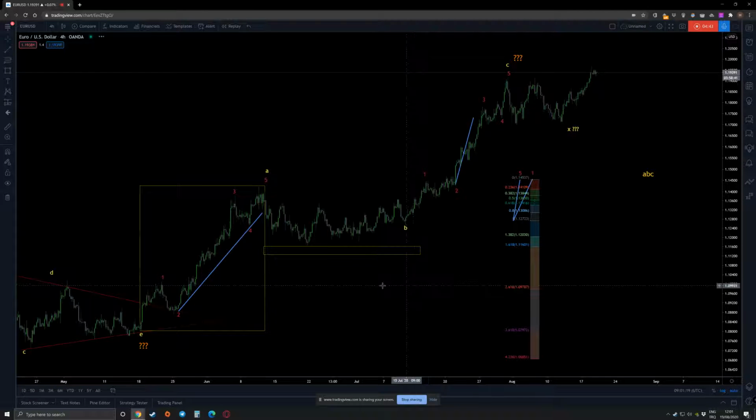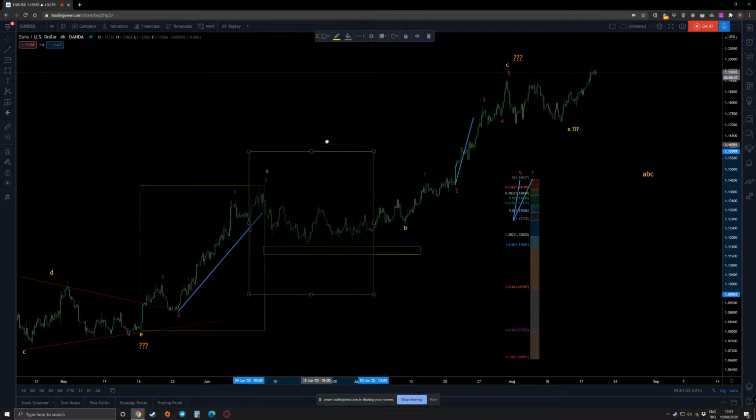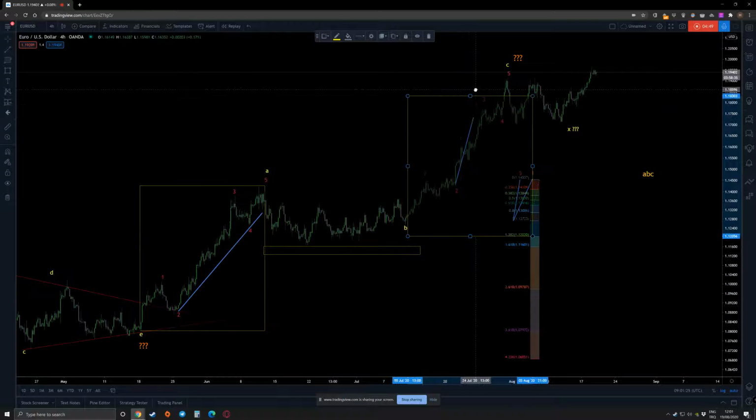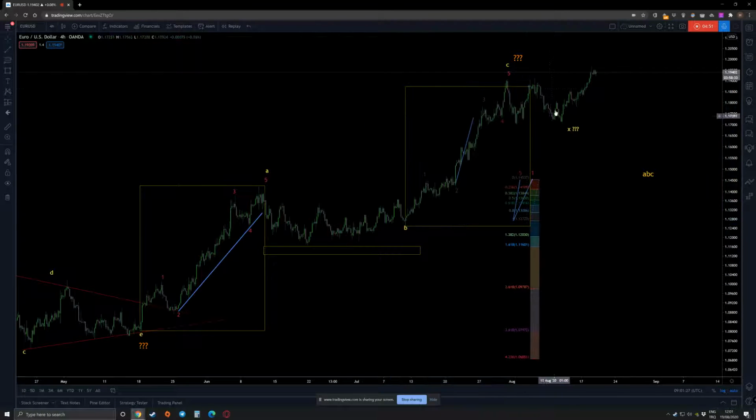Now, if that is the case, then we should take the time taken for wave A to form and put it on the B wave. Now, the trick here, okay, the problem in this analysis here, is that we have a little bit of a time problem, okay?